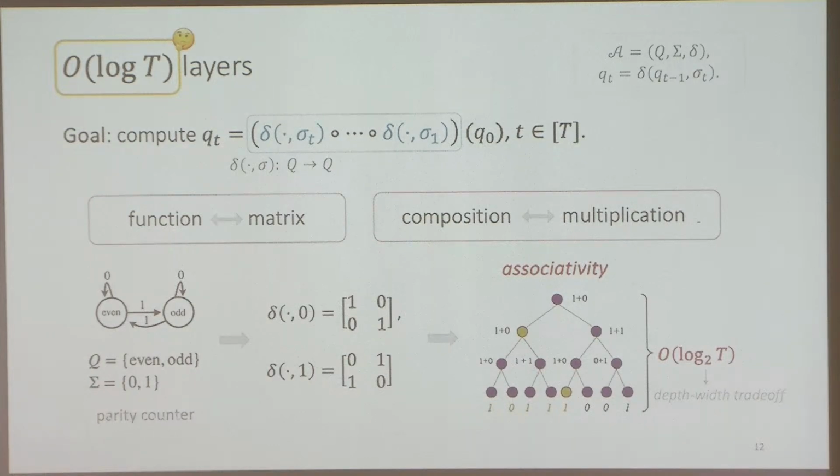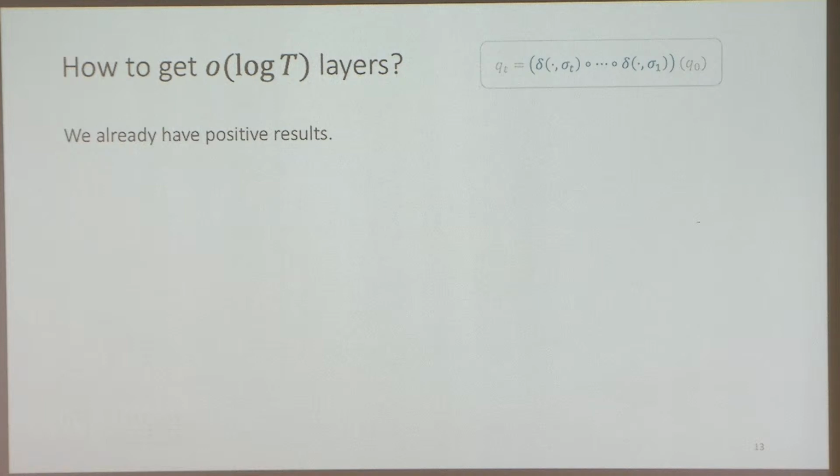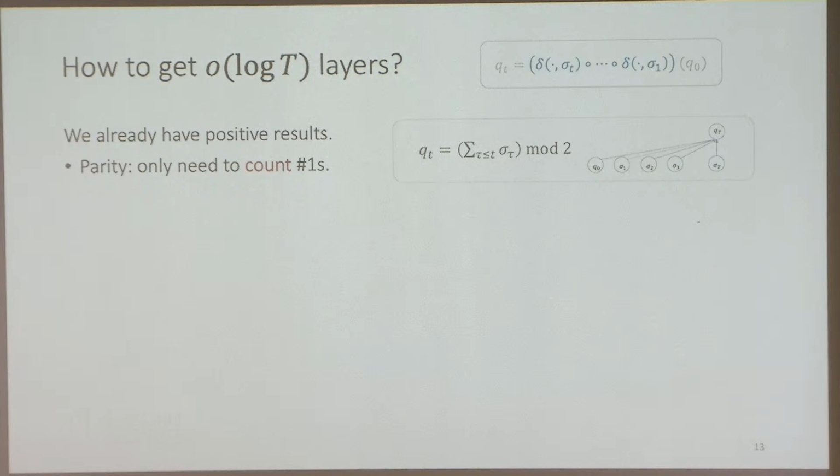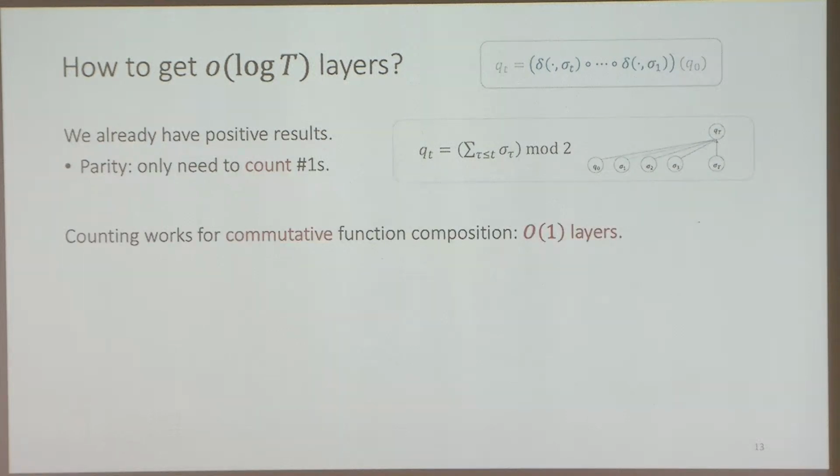All right, so next question is, how can we do better than log-T-layer? We actually already saw one example of this, and that is the parity case. For parity, we can compute it using one layer regardless of the length of a sequence. In general, this kind of idea would apply if the function composition is also commutative. Commutative would mean that the order of composition doesn't matter. So the only thing that does matter is to count the number of occurrences. And this counting operation can be done in O(1) layer. So overall, we can do this in O(1) layer.